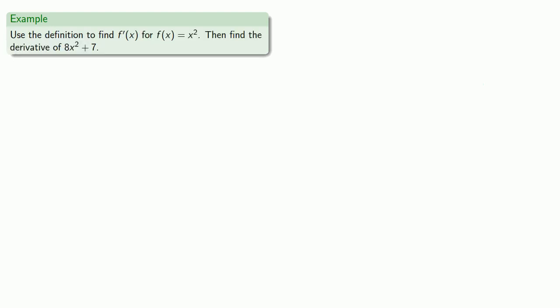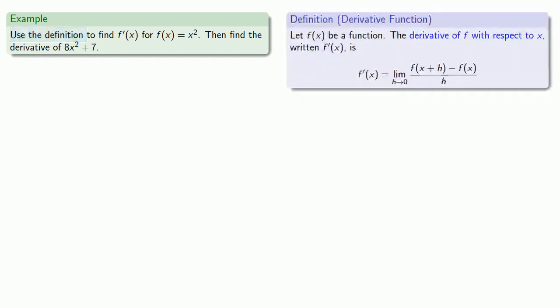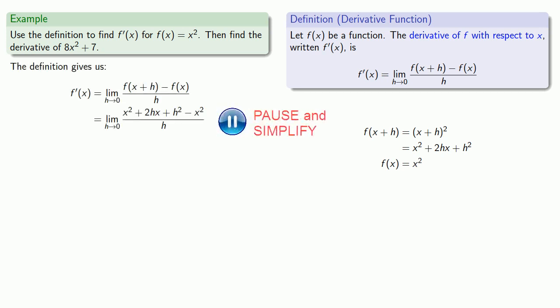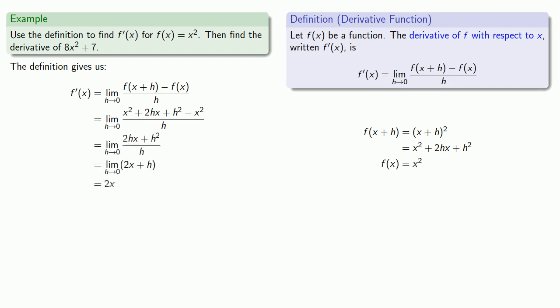So let's put a few things together. First, since the problem asks us to find the derivative according to the definition, we'll pull in our definition. And our definition requires that we find f of x plus h and f of x. So finding these two expressions, then substituting them into our definition and doing a little bit of algebra, we find the derivative is equal to 2x.